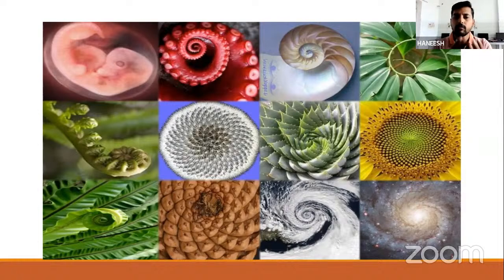Even if you look at the womb where the baby, the embryo, is getting developed, you can see how the Fibonacci sequence is applied in developing the human baby. In the same way, in the shells, the flowers, the plants, the storms, the galaxies, everywhere this Fibonacci sequence is applicable. And I will tell you how we decoded the Fibonacci sequence.